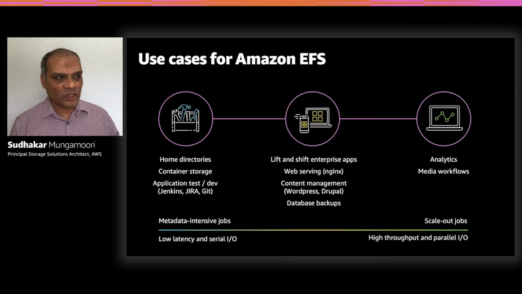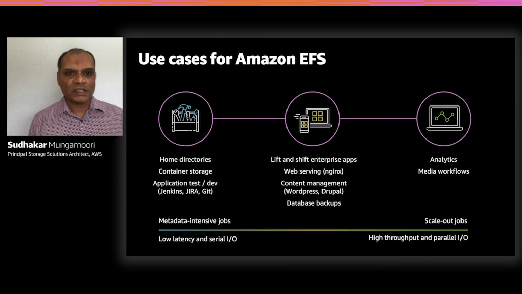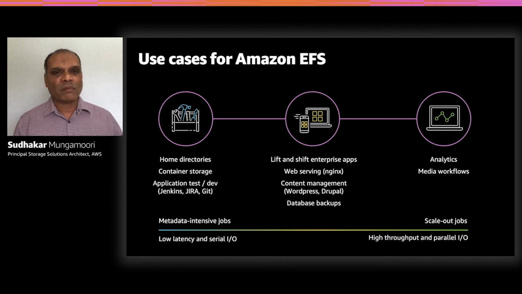What are the use cases for Amazon EFS? How are our customers using it? As I mentioned earlier, EFS is meant to serve the vast majority of file-based workloads, including high-performance workloads. On the left side, you see home directories, container applications, and some of the build and release systems, engineering applications like Jenkins, Jira, Git, etc. And some of the enterprise applications, lift and shift, content management systems, and then database backups for your different workloads. On the other side of the spectrum, you can run high-throughput multimedia workloads and analytics workloads in parallel.